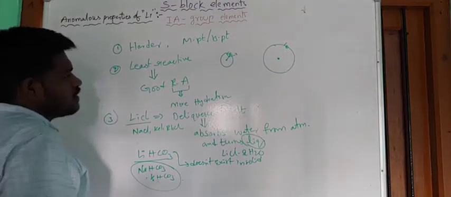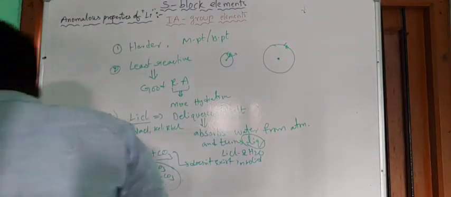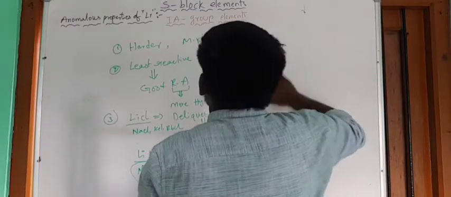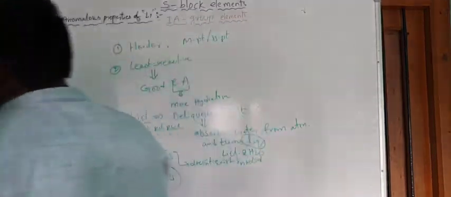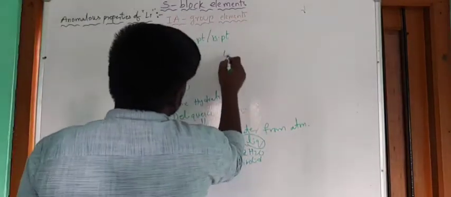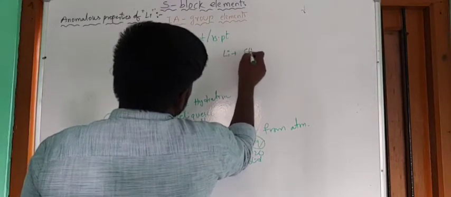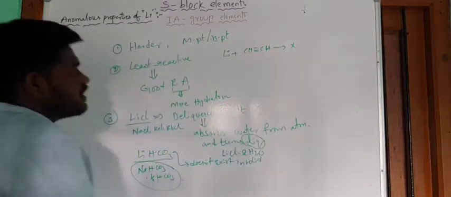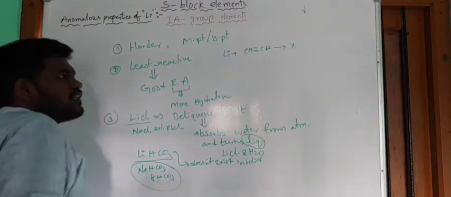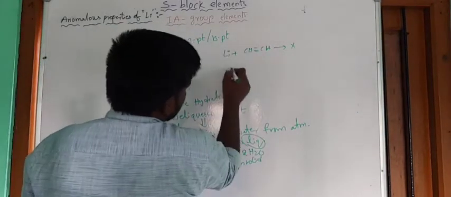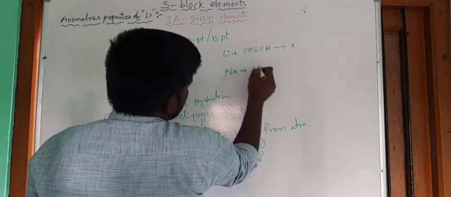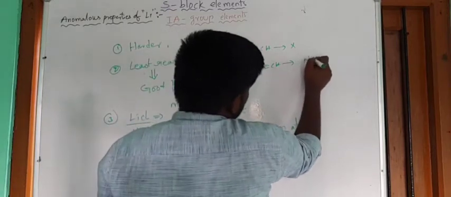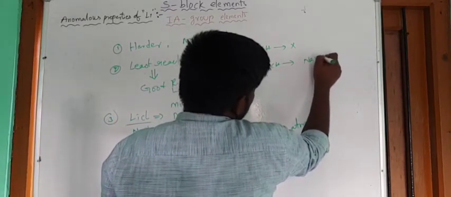And the next one: lithium doesn't form ethanite by reacting with ethine. Lithium doesn't react with ethine to form lithium ethanite, but other metals like sodium and potassium can react with it and form ethanite. Here you can get sodium ethanite.